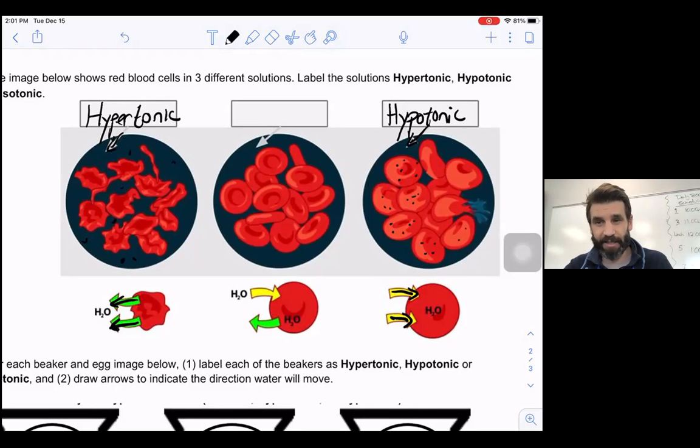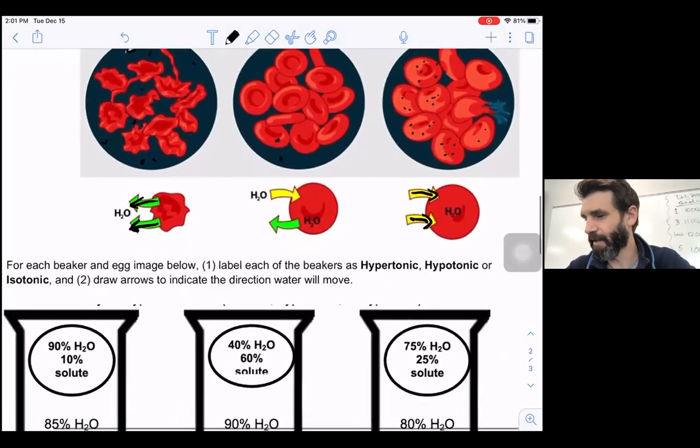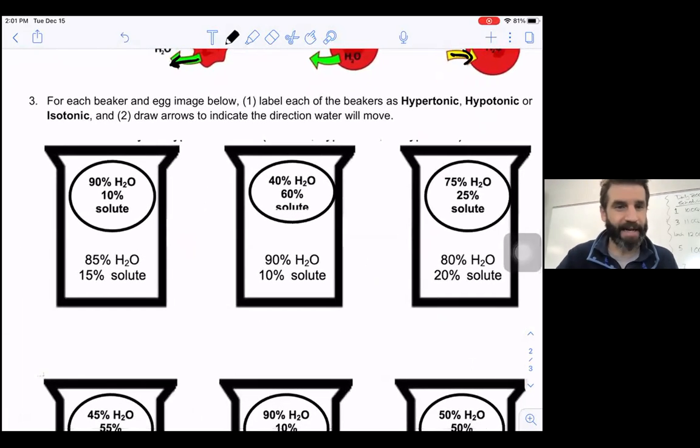If you put these cells in a solution that's balanced, that has just as much stuff dissolved inside as outside, we call that an isotonic solution. Okay. And now we had a little bit of practice here.